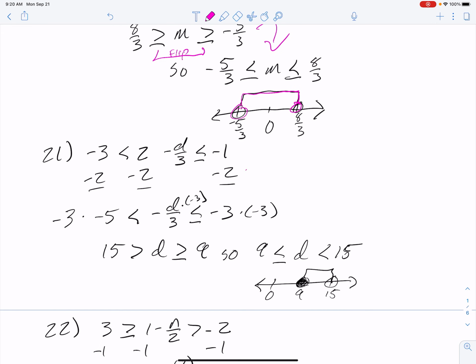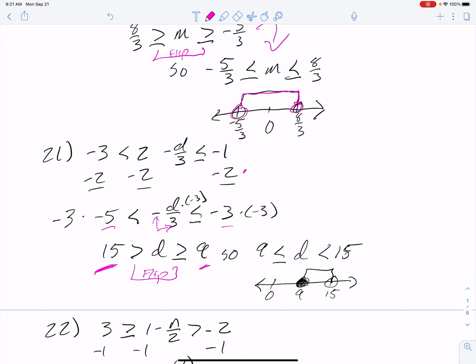21, again, start by subtracting 2. End up with -5 and -3. To take care of the negative value in the denominator, I'm going to multiply everything by -3. Since I'm multiplying everything by -3, I know that I'm going to have to flip my inequality. So -3 times -5 gets me +15. Notice again that I have flipped my inequalities. I'm left with d in the middle, and -3 times -3 gets me 9.